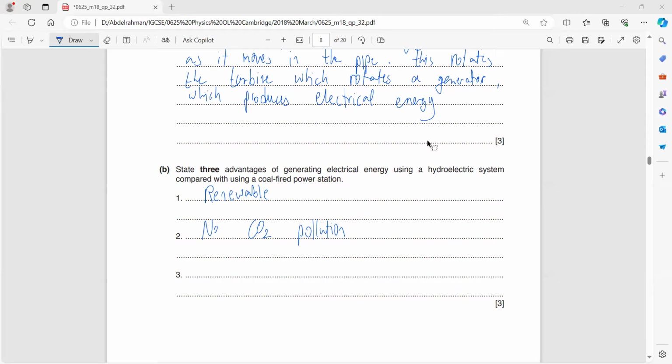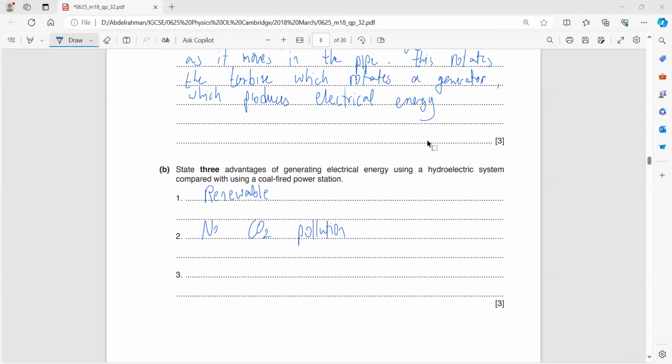You can say two types of pollution. That's the whole point of not just saying it doesn't pollute. No pollution is wrong. You have to say what type of pollution. That's why I wrote down no carbon dioxide pollution. You can also say no greenhouse effect. That's another advantage. You can say no acid rain.